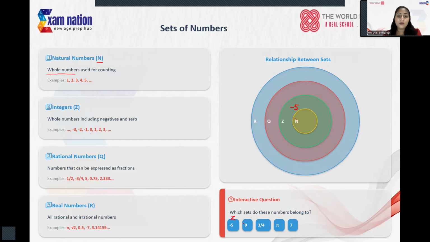And 0, again you can write it in the integer set. And 3 over 4, where can this number be? That number belongs to the rational number set.